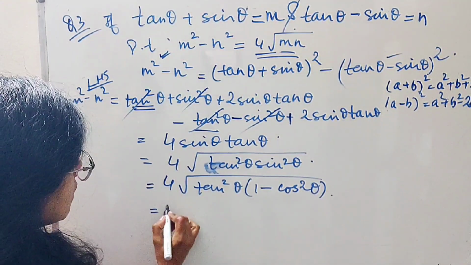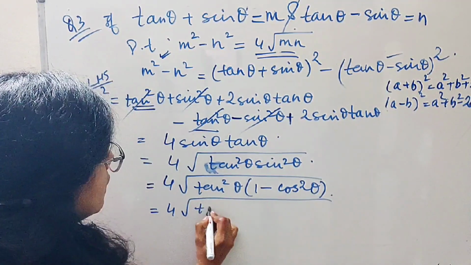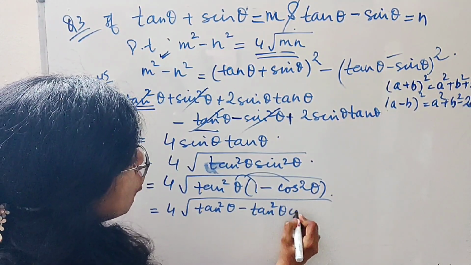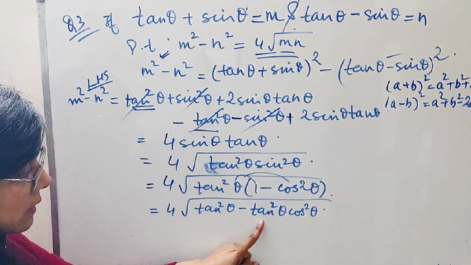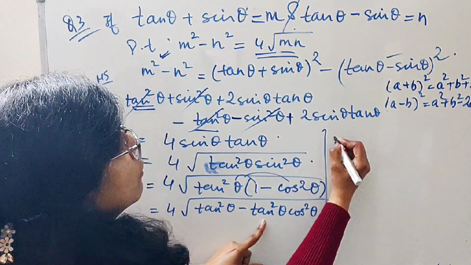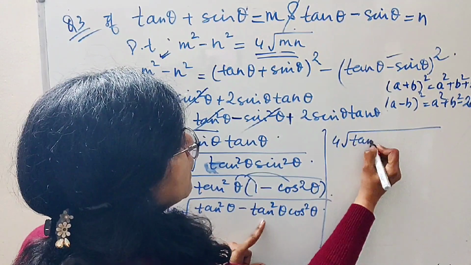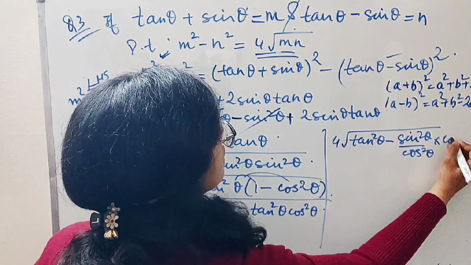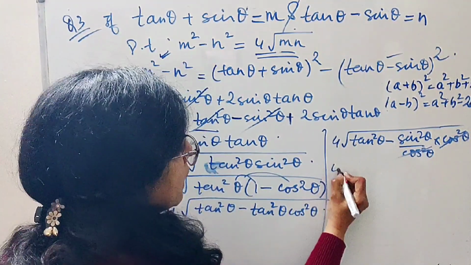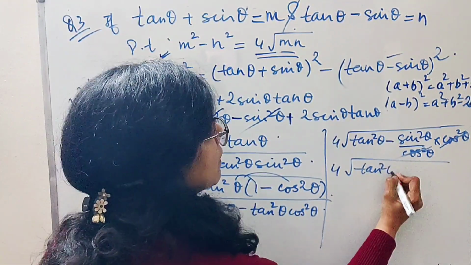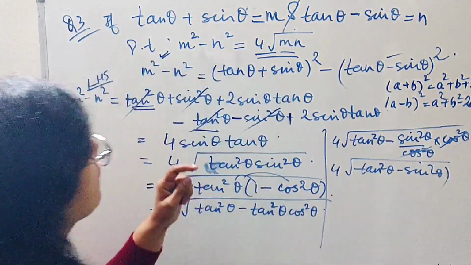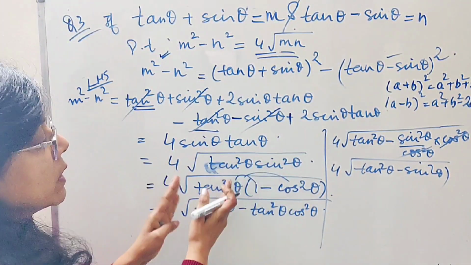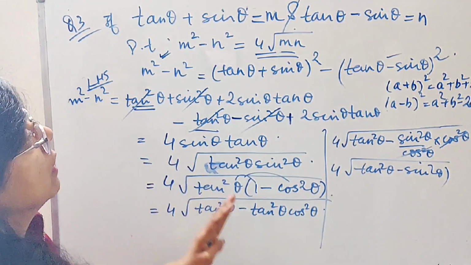4 under root tan square theta, multiply this with this and this, minus tan square theta cos square theta. This tan square theta can be written as, I am doing it here, 4 under root tan square theta minus sine square theta upon cos square theta times cos square theta. This will cancel, and what I got is under root tan square theta minus sine square theta. And now I think it is clear to you why I have taken under root, because I wanted this all in square form so that I can get a square minus b square.